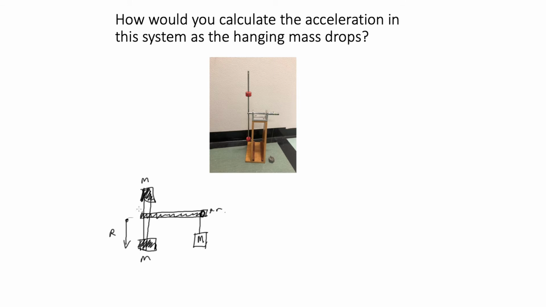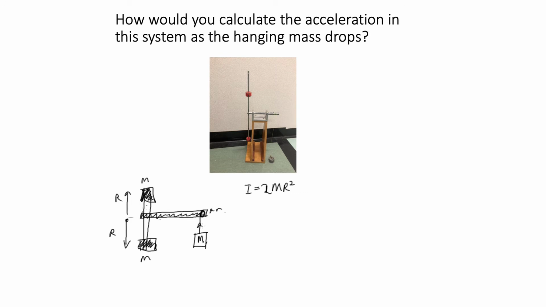Now, if we assume that these two rods are massless, then the moment of inertia of this system is just two point masses, and we'll call them both a distance R from the pivot. So the moment of inertia of the system is given by 2mR squared. And so we can use Newton's second law to write down equations for the hanging mass and also for the two point masses here.